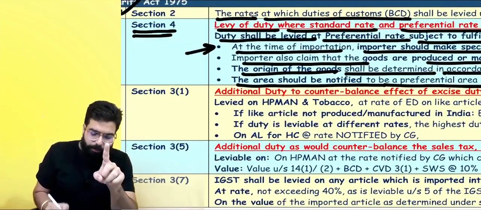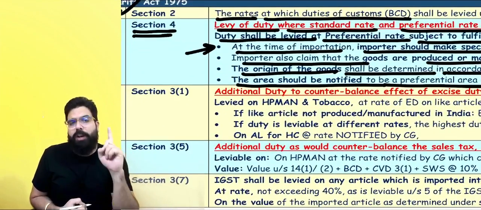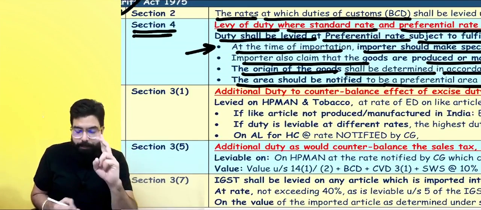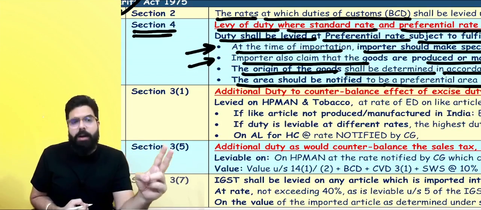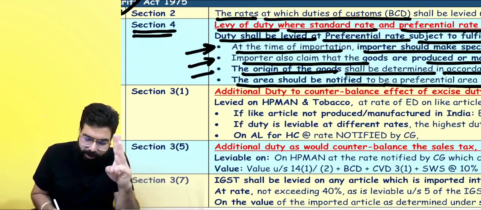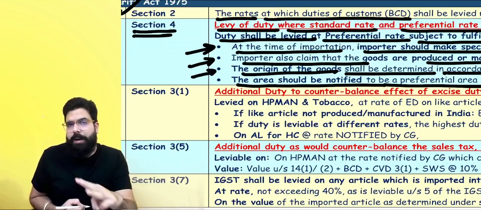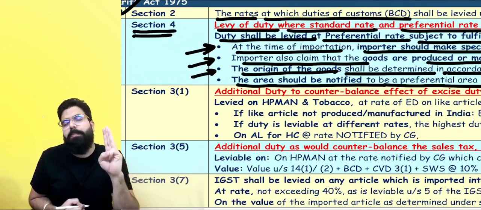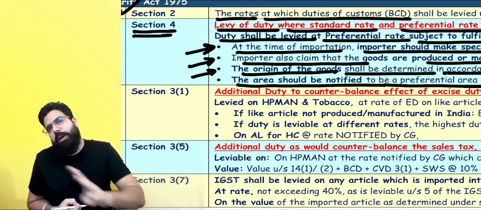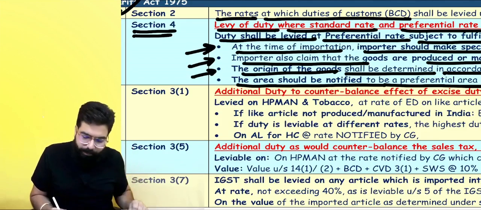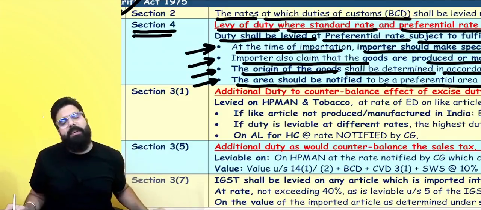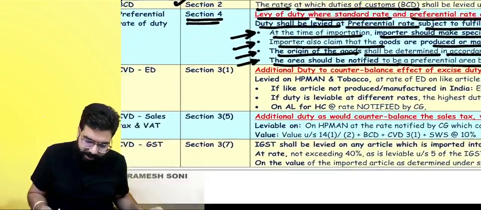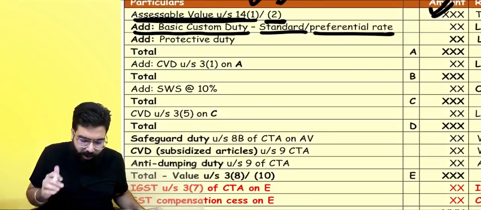Number one, to claim the preferential rate of duty, you have to make a specific claim. Number two, you should also claim that the goods are manufactured or grown in that preferential area. Number three, the origin of the goods shall be determined in accordance with the rules made by the central government. And fourth, the area should be notified as a preferential area. Only then can you claim the preferential rate of duty. Okay, sir. Point is clear.